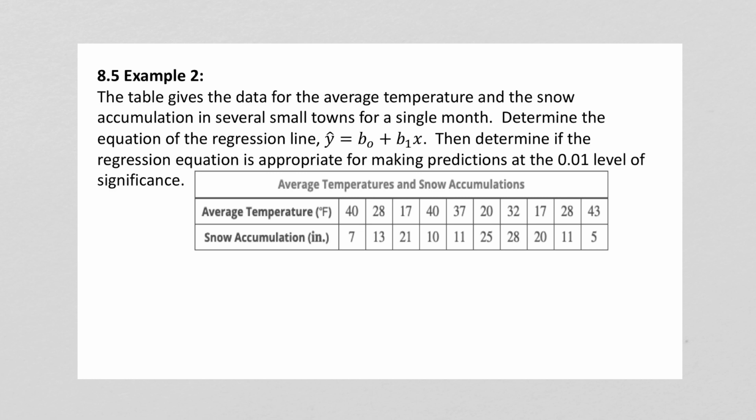Then determine if the regression equation is appropriate for making predictions at the 0.01 level of significance. So again, we're going to enter it into Desmos, and we'll put in Y1 squiggle B plus MX1, okay? And it comes out that our equation in that form with B coming first is 32.268 minus 0.568 times X. And it tells us that R is negative 0.7108.